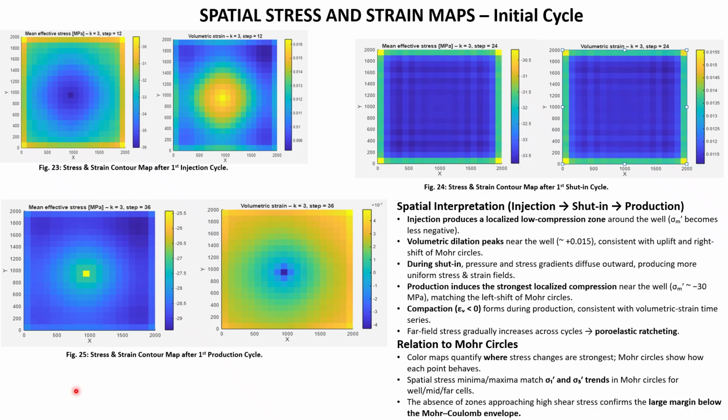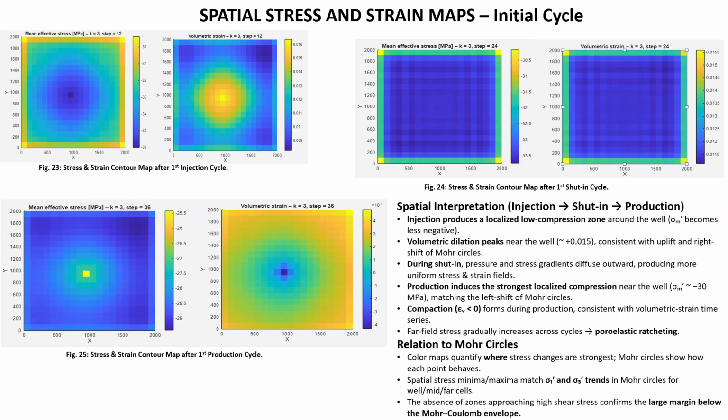We see that production gives us an opposite behavior from the injection. So we know as pore pressure drops, the effective stress begins to increase. So you can see a strong compression zone around the well, where the center now drops to around -29. Look at that for the mean effective stress, which shows that it's more compressive than previous stages.